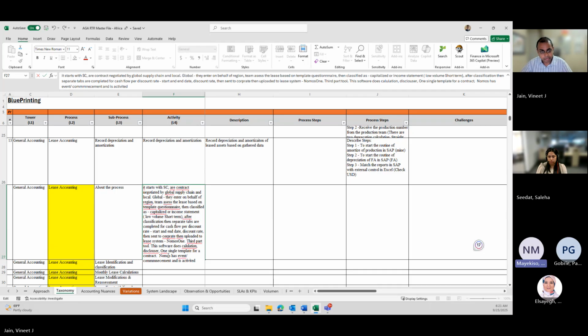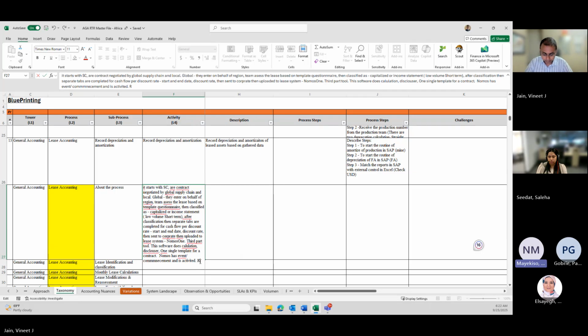So once the lease has been onboarded into Nomos, as part of our month-end process, since the regions would have sent the templates to us to onboard into the system, once I've onboarded all the transactions for that specific month, I then send out a notice to all the regions that all of the transactions have been captured for that month. They can then go into the system and extract the journal reports for them to then upload into SAP.